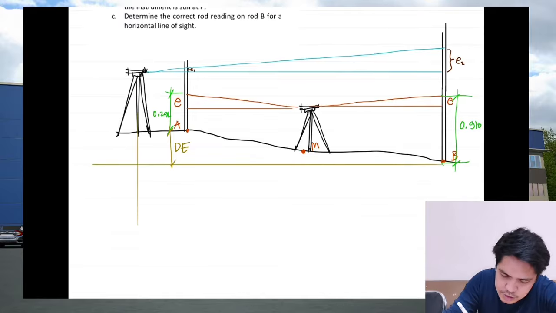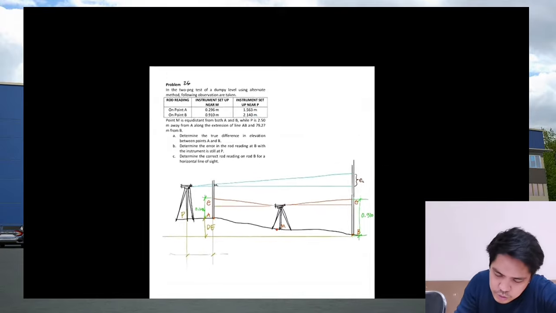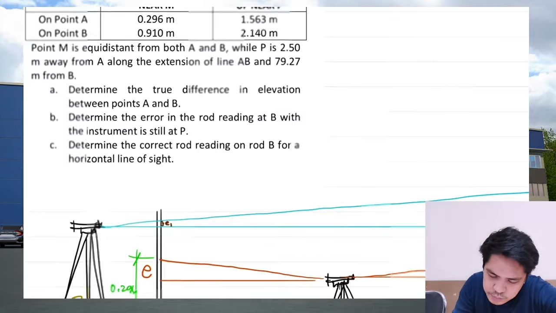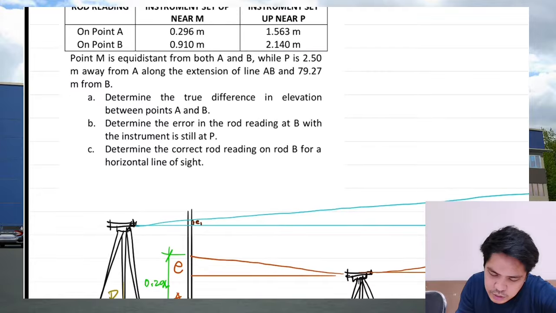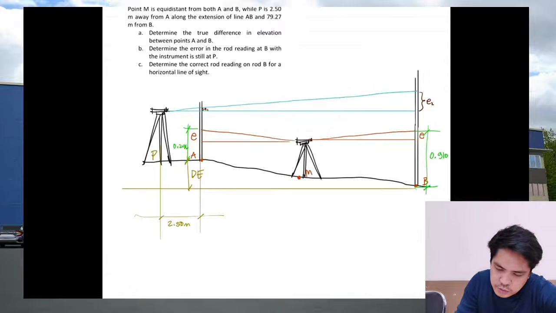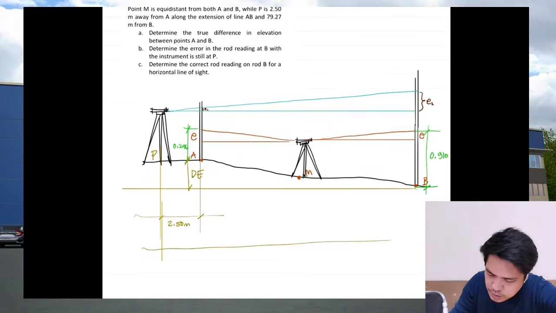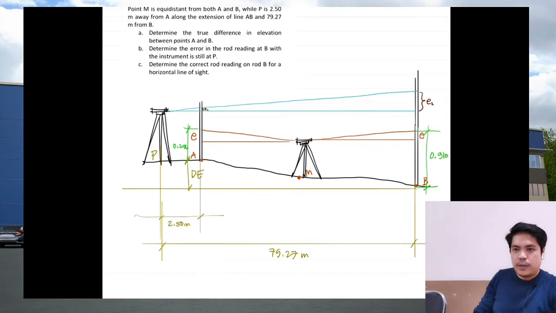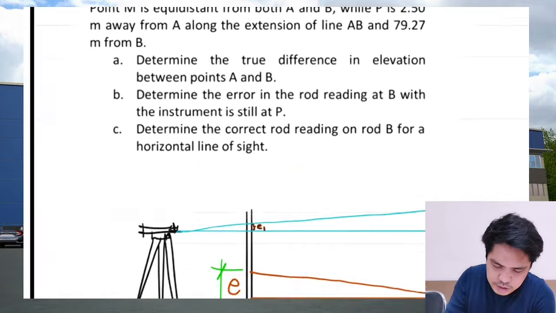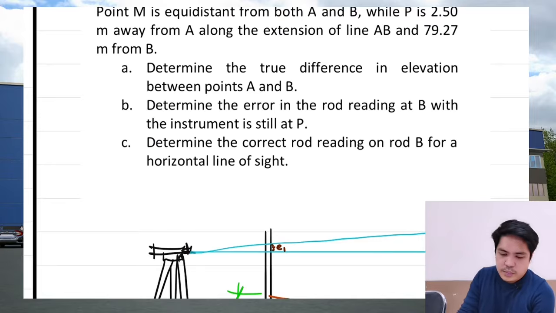So, from here, this is again point P. From here to here, that is 2.50 meters. And sabi, it's 79.27 meters away from B. So from here up to B, it's 79.27 meters. Okay. So letter A, determine the true difference in elevation between points A and B.